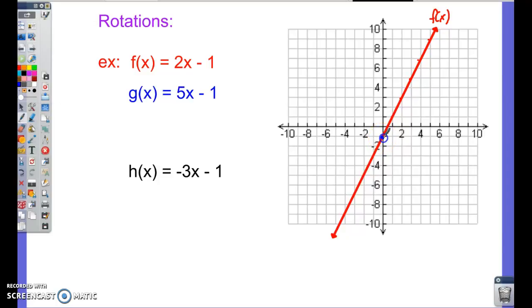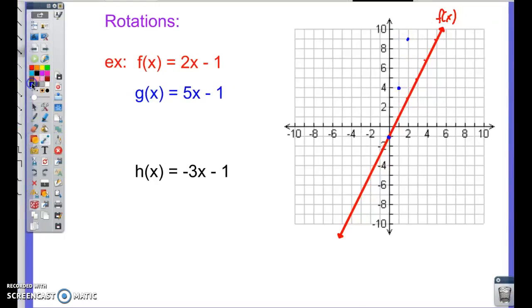Now this one has the same y-intercept, but we're going to be going up 1, 2, 3, 4, 5 and over 1, 1, 2, 3, 4, 5 and over 1. And I'll label that now, or fill that in. And it's going to look something like this.